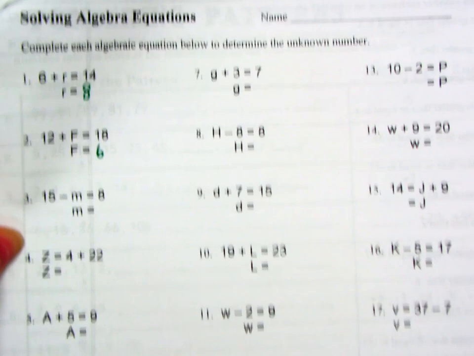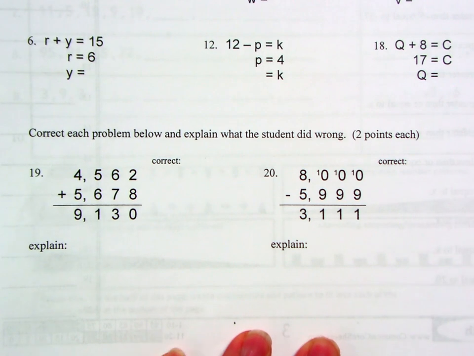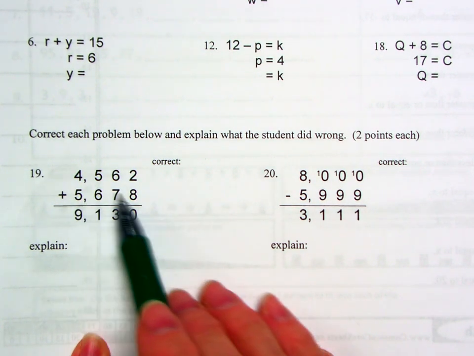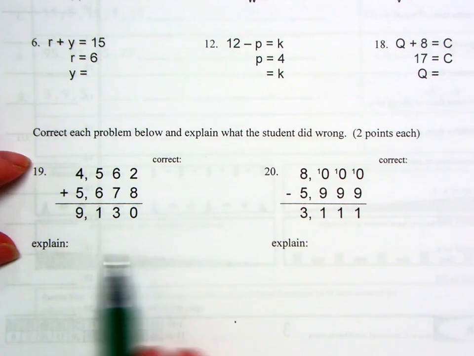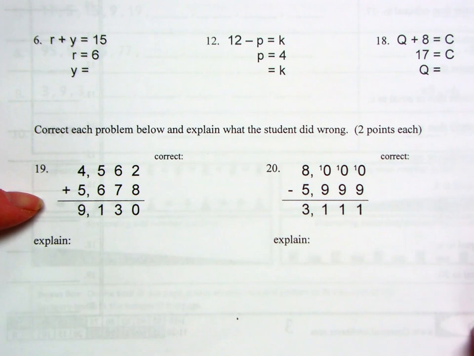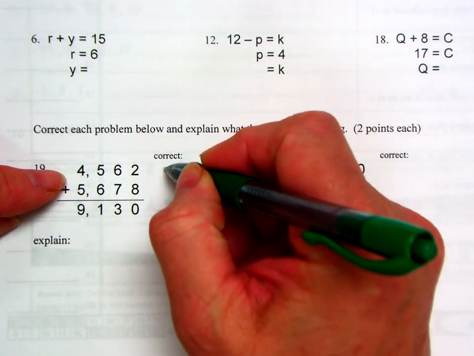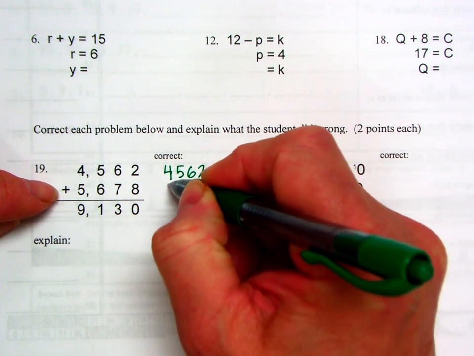Okay? Now I'm going to go down to the bottom. There are two problems down here. There's an addition problem and a subtraction problem. Both of these problems have been done incorrectly. So what you're going to do is recopy this problem over here and work it out correctly. Underneath, you're going to explain what you would say to this student to help them understand what they did wrong. Now, the most important part right here, make sure you copy the problem correctly before you solve it.